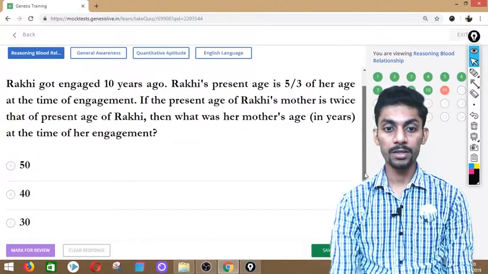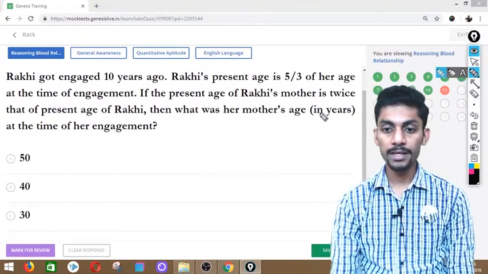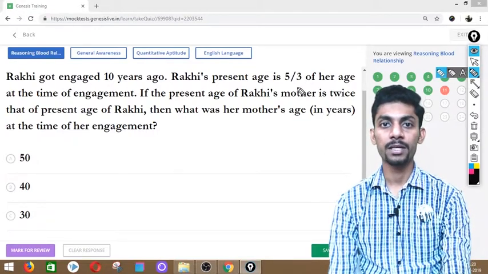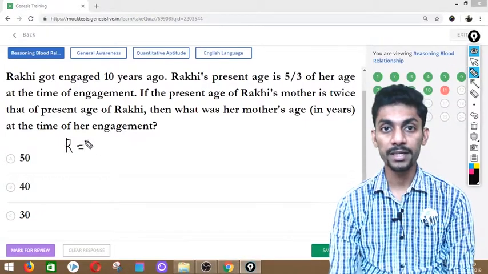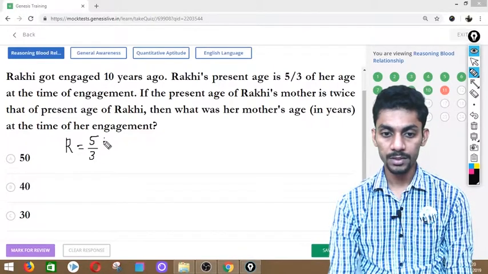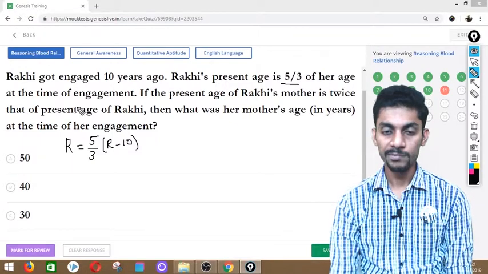Next one, Rakhi got engaged 10 years ago. Rakhi's present age is 5/3 of her age at the time of her engagement. Okay. So at the time of her engagement, if I take Rakhi's present age as R, she was 10 years younger, so R minus 10. 5/3 of her age, R minus 10.